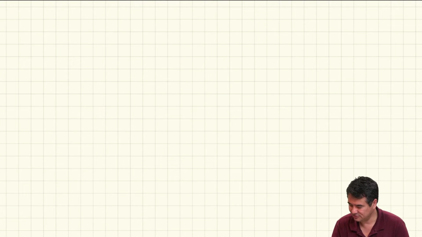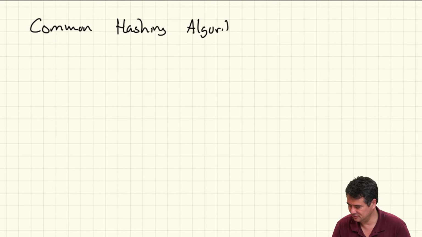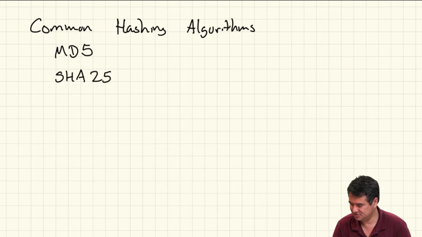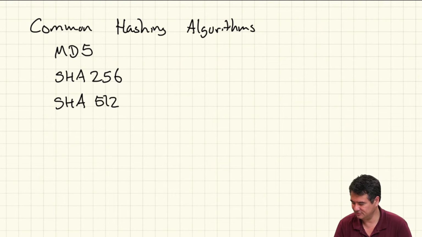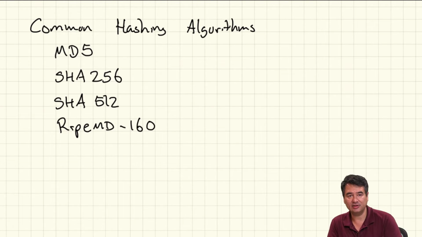And let me talk to you about some common ones. So these are common hashing algorithms. And they go by abbreviated names like MD5, SHA-256, SHA-512, RIPEMD-160. And those numbers following them, like the 256 and 512, have to do with the number of bits that these things output.